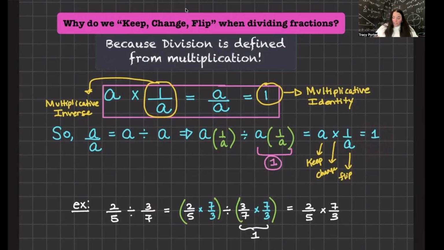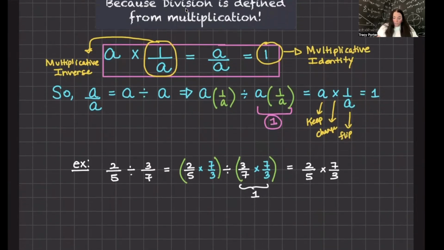So if you want to try this in an example with some numbers, here's some fractions, 2/5 divided by 3/7. Well, you need to find the multiplicative inverse of 3/7, which is 7 over 3. So we multiply each of those by 7 over 3. But that one's just 1. And remember, anything divided by 1 is just itself. So we really just have this. So this turns into this, which is what you see over here.